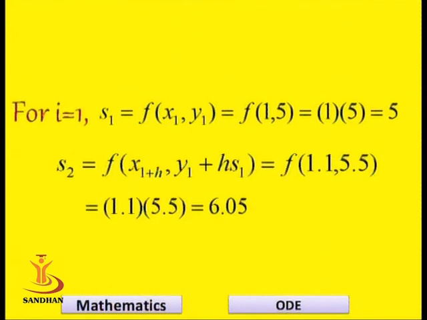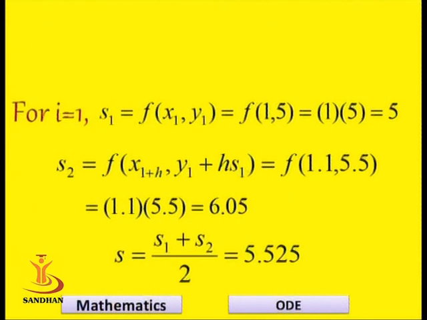S2 is equal to f of xi plus h, y1 plus h into s1. What is x1? 1. What is h? 0.1. And hence xi plus h, that is the next point, is 1.1. And y1 plus h into s1 is 5.5. F of xy is x into y. So we simply multiply 1.1, 5.5, and the value we get is 6.05, which is now the value of S2.